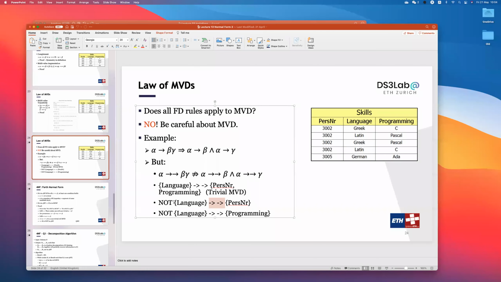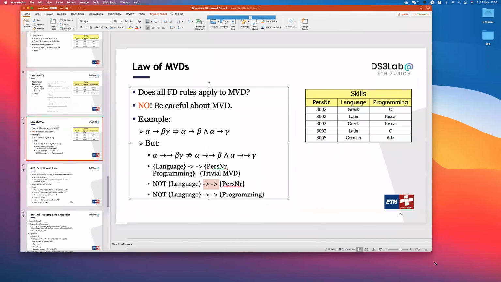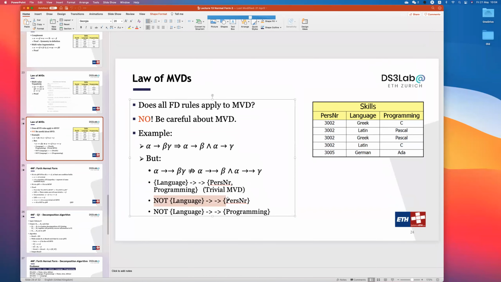What is written here? I'm not sure I understand the question. So this means that in this table, clearly there's no MVD from language to person number, right? Would you please show me why it is not possible? Sorry, I kind of need to context switch and remember.